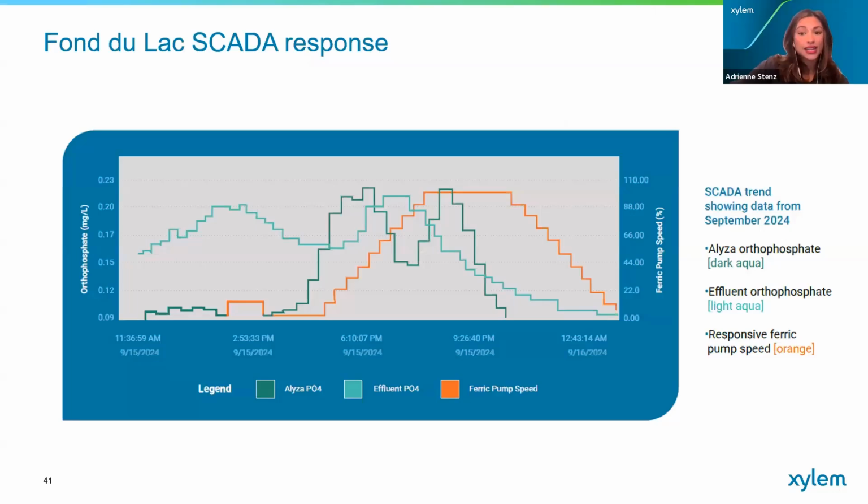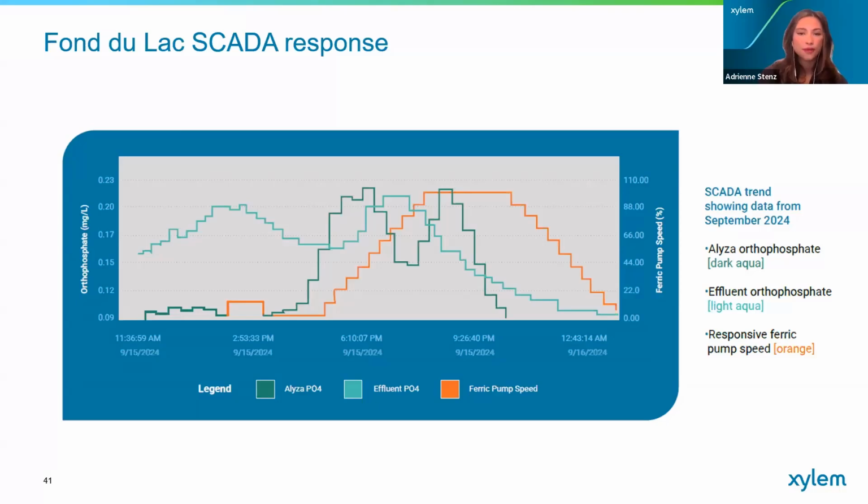This is a look at a SCADA trend from September 2024, showing Alyza PO4 in dark teal, effluent orthophosphate in light teal, and ferric pump response in orange. The control loop is using two orthophosphate analyzers with the same set point of 0.15 milligram per liter. So as effluent PO4 rises above 0.15, the system responds by ramping up ferric dosing. You can see the Alyza PO4 reading dips before the ferric pump hits its peak speed.